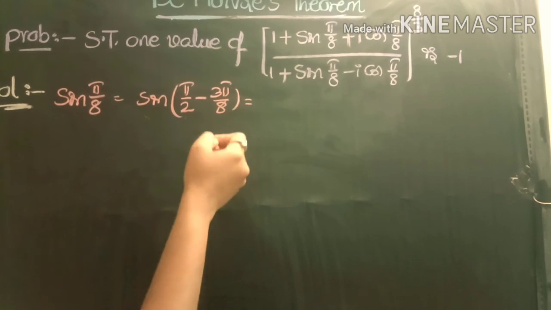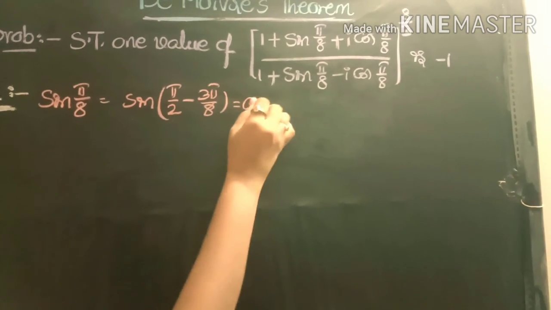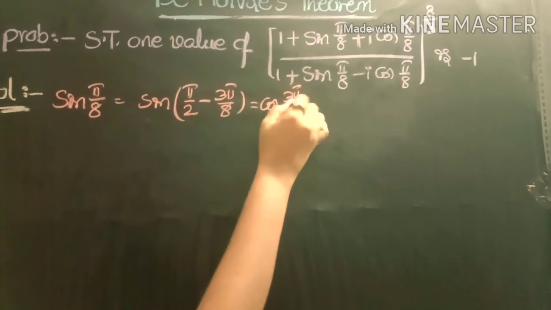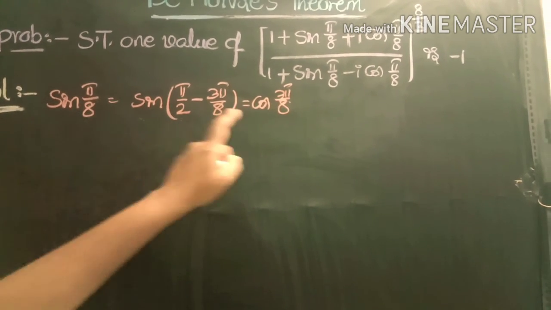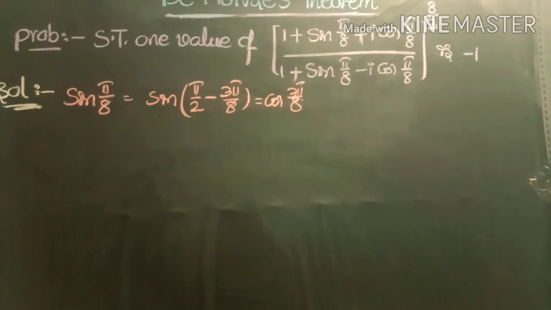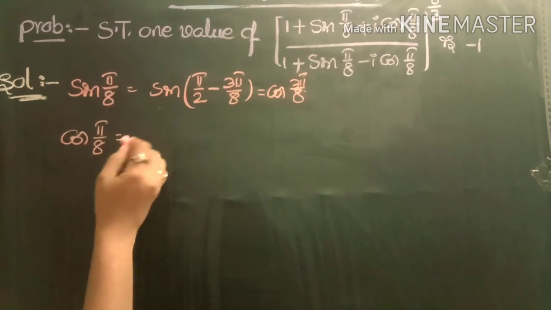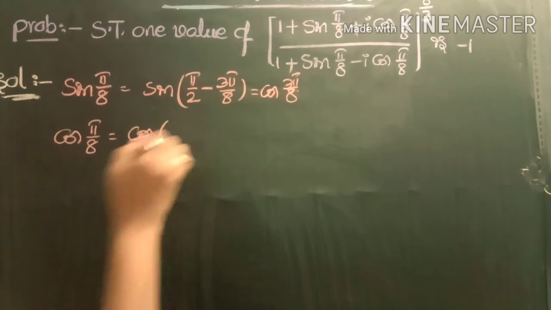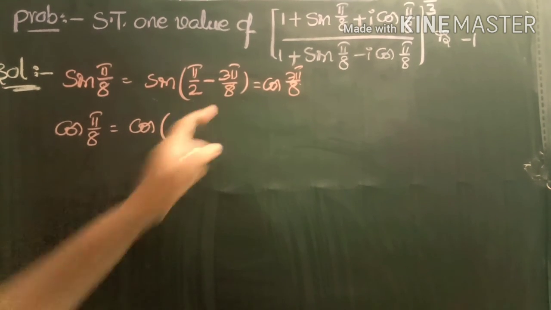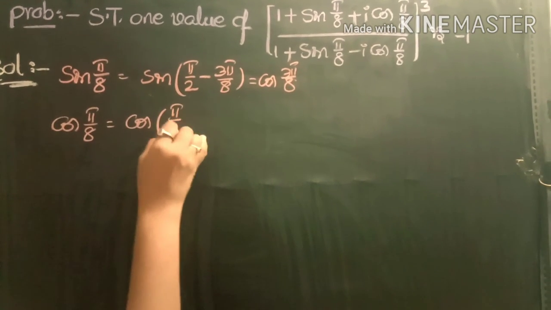sin(90° − θ) is equal to cos θ. So the value of sin π/8 is nothing but cos 3π/8. And the second value, cos π/8. Now we find the value of cos π/8 here. Cos π/8 is equal to, here also in place of π/8 we replace the value π/2 − 3π/8.